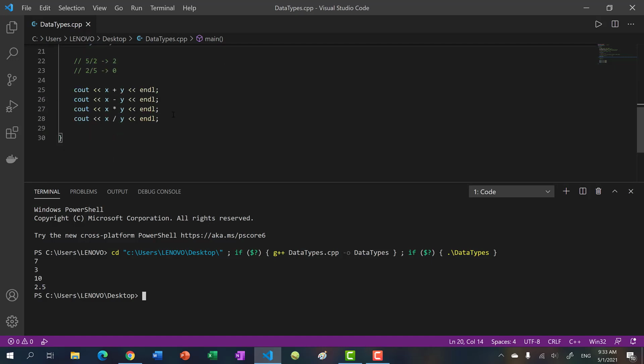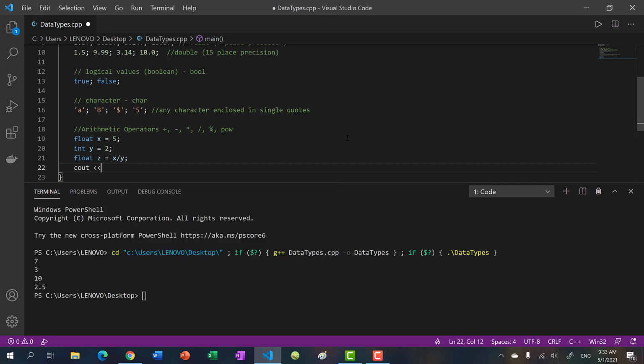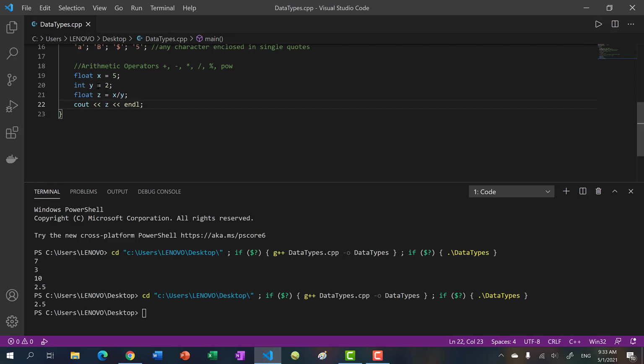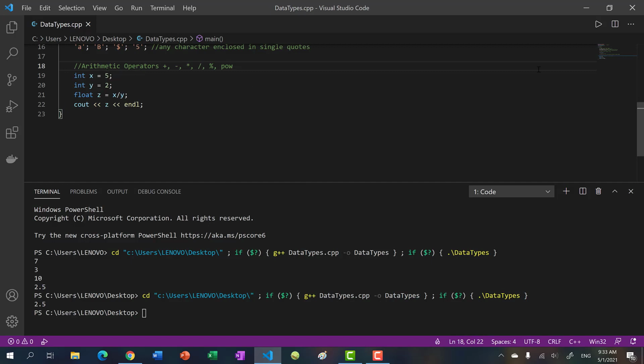Now what happens if I assign this to a variable? For instance, I have float z equals x divided by y. Let's see what happens. Okay, and we get 2.5 because x is a float. So what happens if we make this an int and do 5 divided by 2? Let's run it. And we get 2.